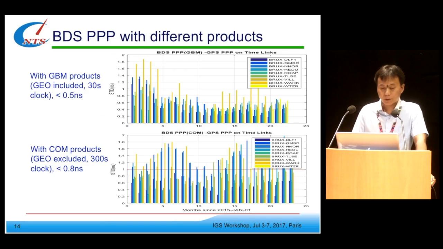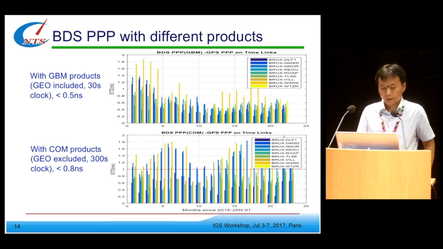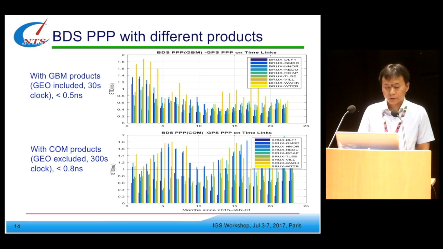This slide shows the results of the coordinate fixed and the troposphere fixed BDS PPP result. The top one is based on GBM products, and the bottom one is COM products. With GBM products, we can get a result better than 0.5 nanoseconds.